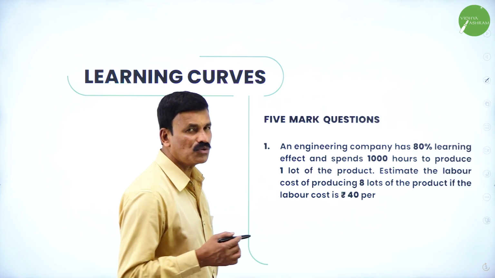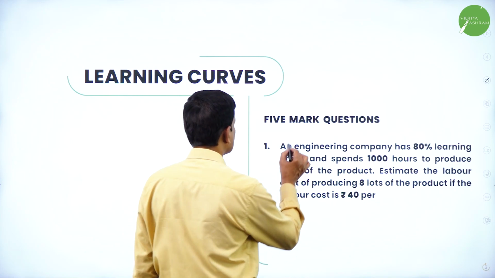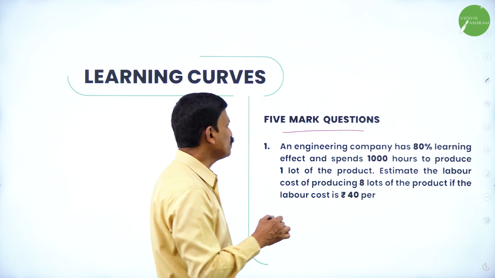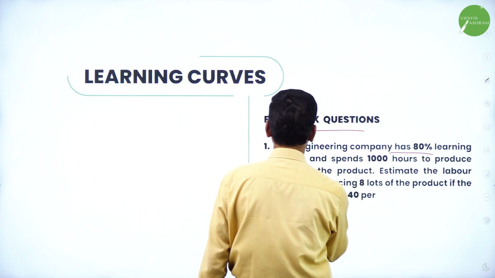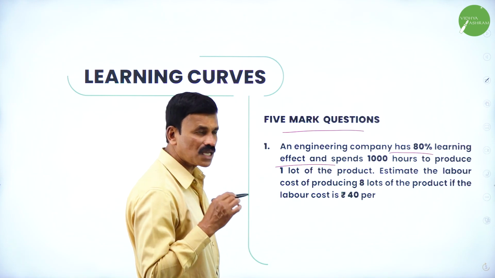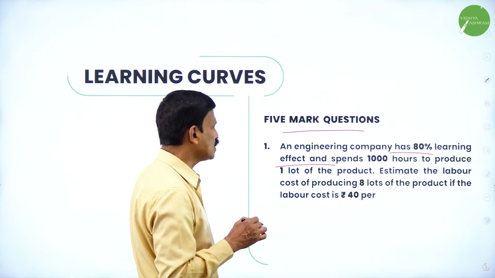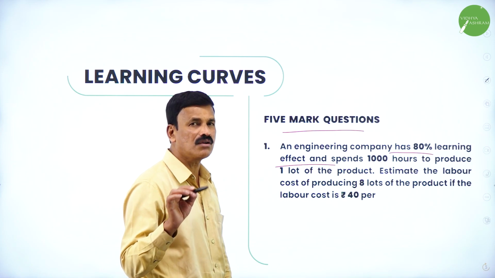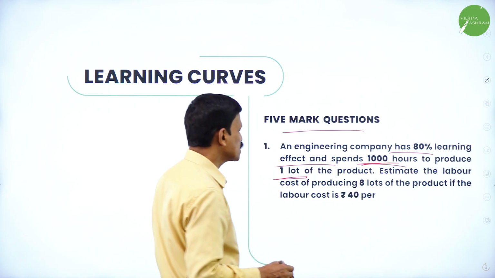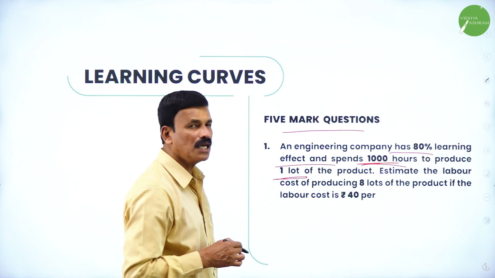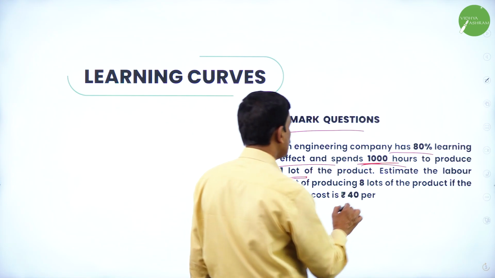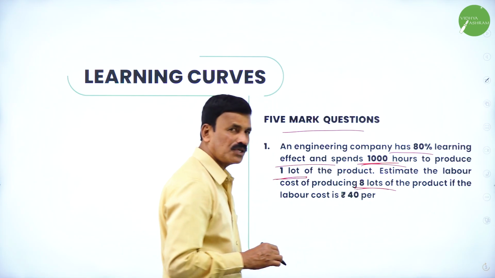Now let us move on to a 5 marker problem. An engineering company has 80% learning effect, and spends 1000 hours to produce one lot of product. Then estimate the labor cost for producing how many lots? 8 lots of production.